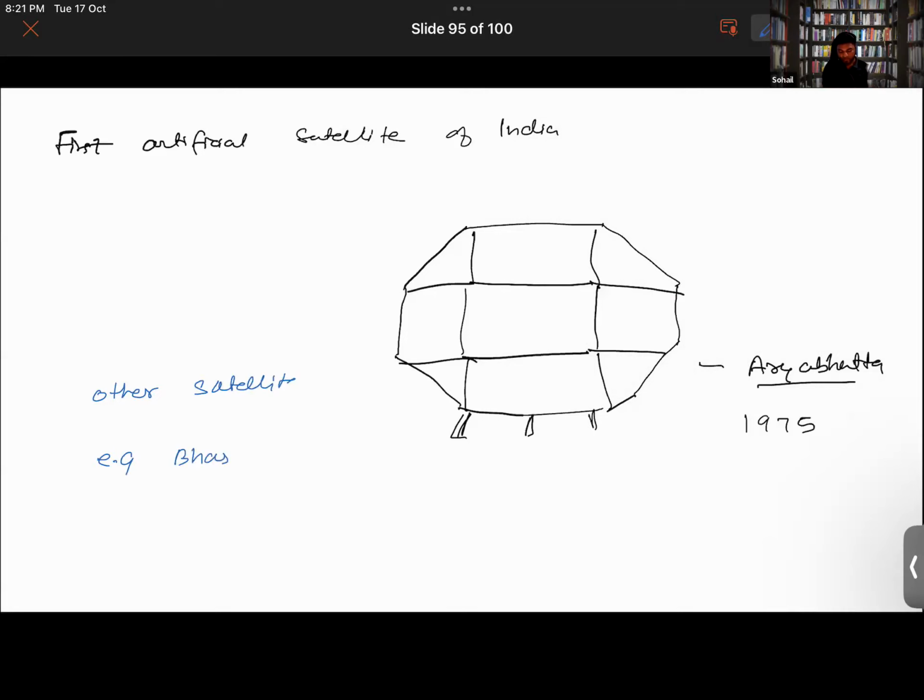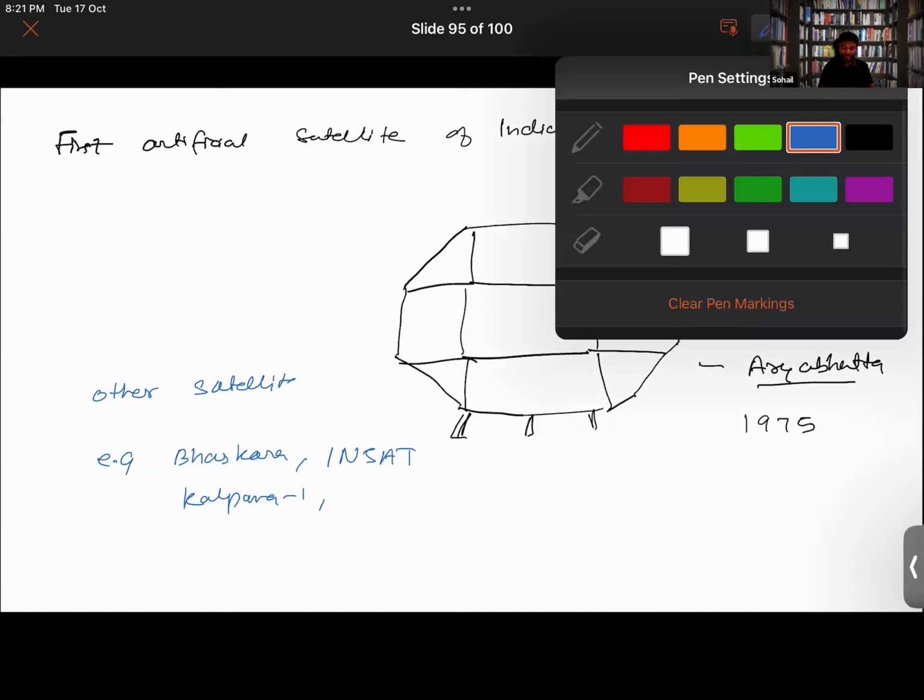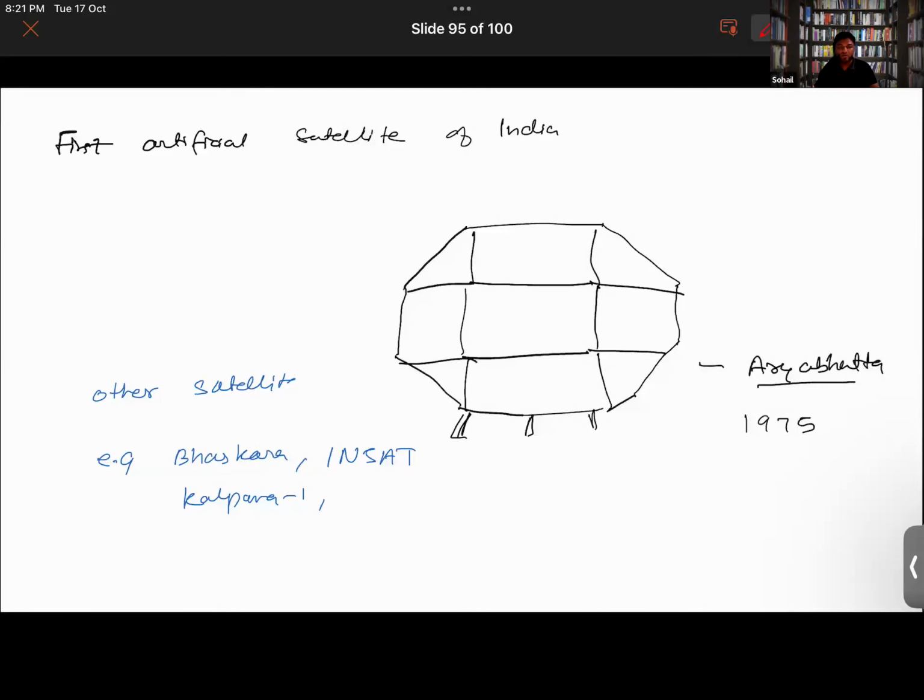Like Bhaskar is there. Then the INSAT series of satellites. Then you can also remember Kalpana 1. All these satellites were designed by the Indian Space Research Organisation, that is ISRO. A few of the satellites were developed in partnership with other countries, borrowing technology from them, while some were developed on indigenous technology, technology not borrowed from any other country but developed in India. Getting what I'm trying to say here?